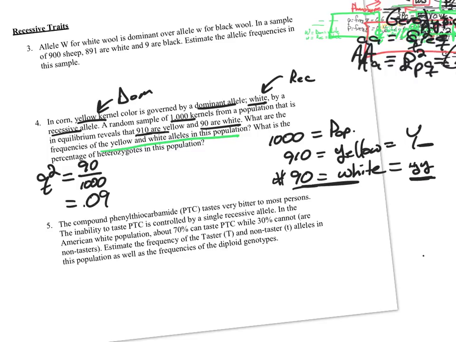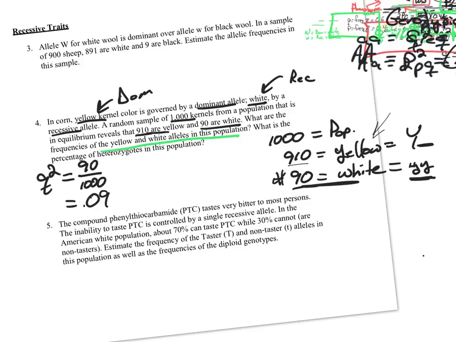We need to figure out what the question is. They want to know the frequency of both alleles, so we have to find out what p squared is. If q squared is 0.09, how do we find out what p squared is? You want to do 910 over 1,000? That's not how we do it. P plus Q, because this is both the big Y and big Y, little y.